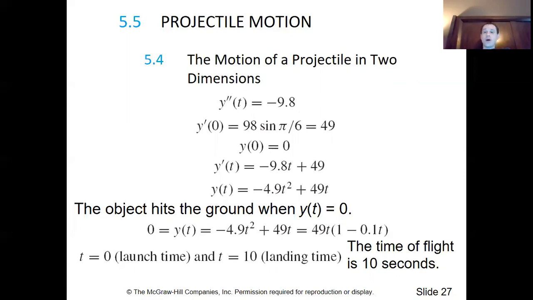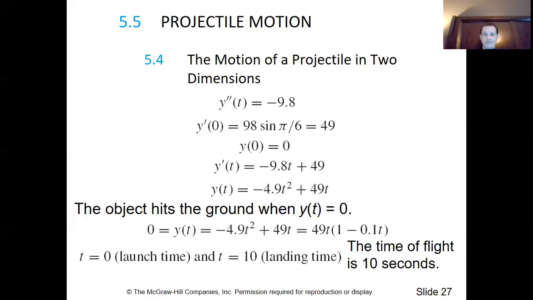What's your starting y position? Not primed or anything like that. Well, you start on the ground. So if you're on the ground, what coordinate are you if you're on the x-axis or on the origin or anything like that? Your y-coordinate is 0. So you know all your initial conditions. You know that the second derivative is negative 9.8. You know the first derivative at time 0, the velocity, is 49. And you know the starting position at time 0 is 0.